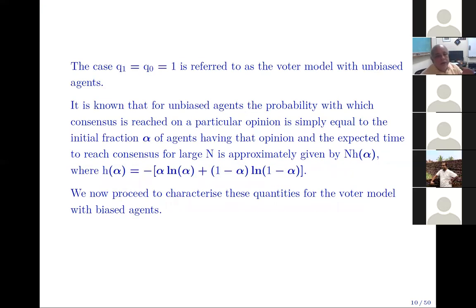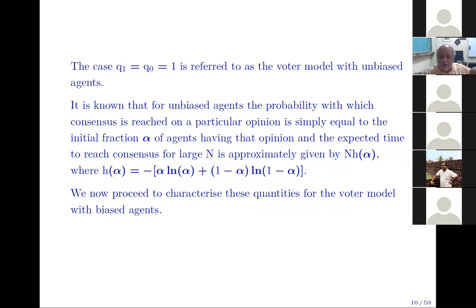When Q0 equals Q1 equals 1, in other words, when you always update, there's no bias. So that is the unbiased voter model. And in the unbiased voter model, it is known that the probability with which a consensus is reached on a particular opinion is simply equal to the initial fraction alpha of agents having that opinion.